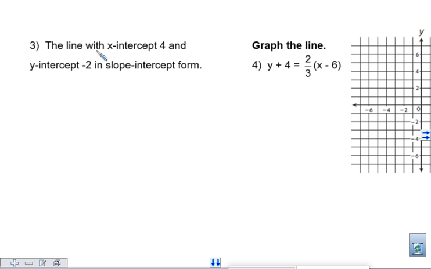Next up, the line with x-intercept of 4 and y-intercept of -2 in slope-intercept form. So first off, we need to change these to coordinates. Remember, an x-intercept is the number and then the 0. So (4, 0). And our y-intercept is 0 and then our number, so (0, -2). And we need our answer in slope-intercept form, which is y equals mx plus b. So we need to find our slope. If you need to label your x's and y's, please do so.